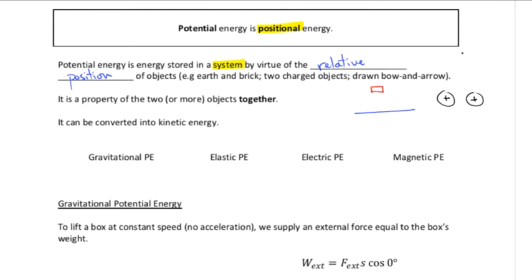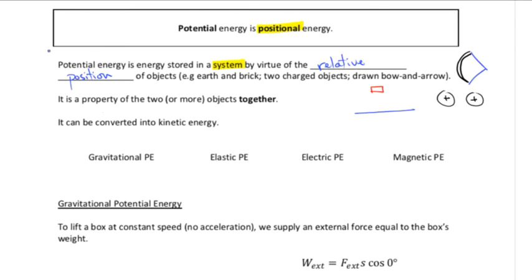And if we have a bow and arrow, then it's the relative position of the ends and the middle of the drawn string that are storing energy in that system. That last example may be a stretch, pun intended, in terms of thinking of it as two objects, but it's still true that potential energy is related to the position of objects in the system.